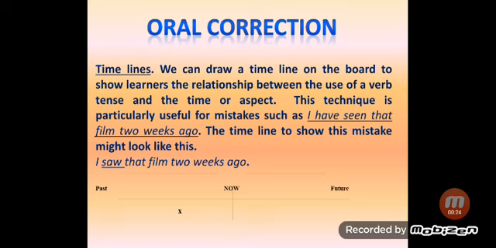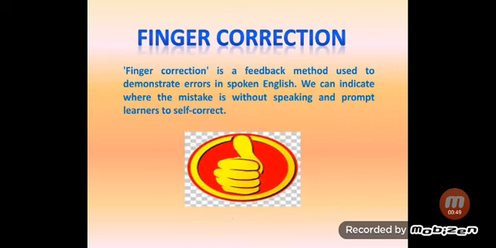Oral correction. The first technique is called timelines. We can draw a timeline on the board to show learners the relationship between the use of a verb tense and the time or aspect. This technique is particularly useful for mistakes such as, "I have seen that film 2 weeks ago." The timeline to show this mistake might look like this. "I saw that film 2 weeks ago."